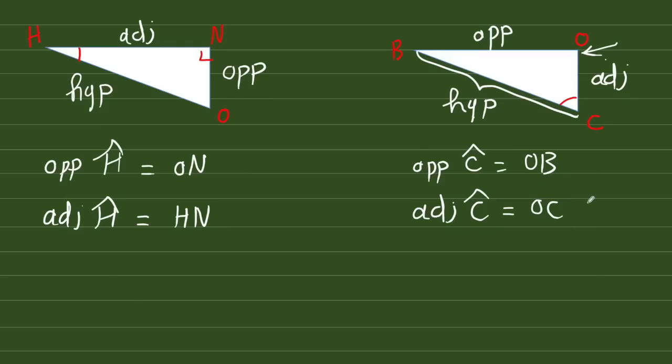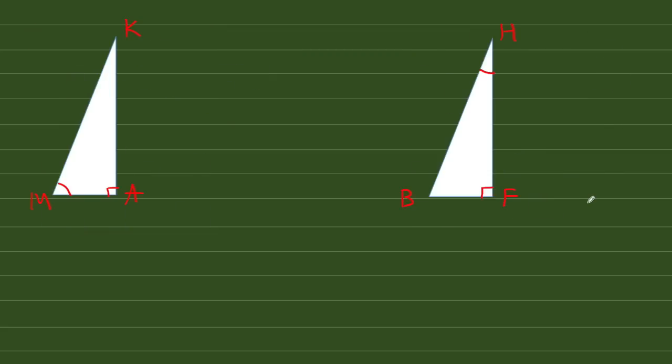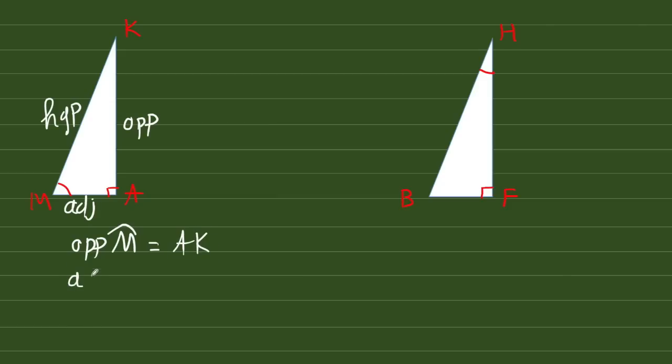Okay, and these are the last two questions. For this one, the chosen angle is M. Hypotenuse is this side. And how about this one? Opposite, adjacent. So to answer my question, the opposite of M is AK. And the adjacent of M is AM.